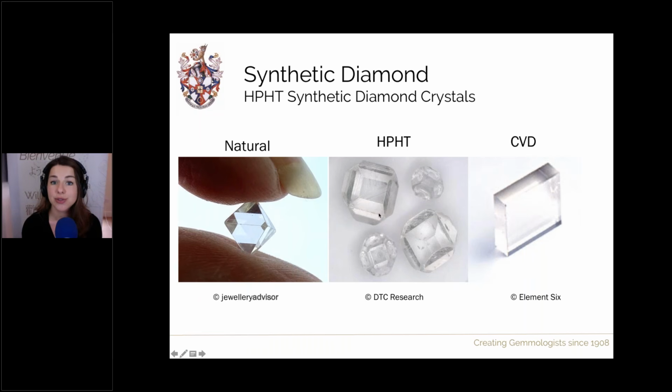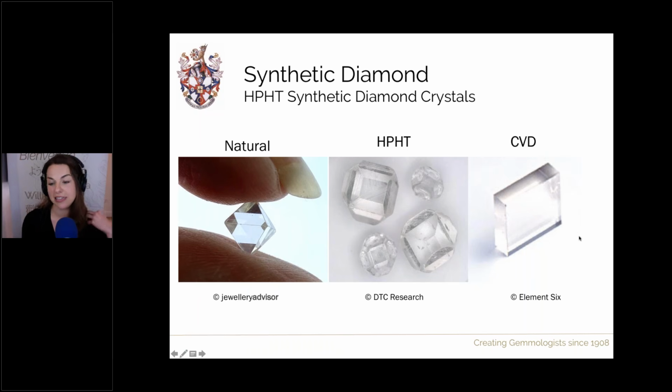HPHT diamonds, these grow as truncated crystals. So these are either cubes with their corners cut off, so truncated cubes, or truncated octahedrons. So again, an octahedron with the corners truncated off. And these are known as cubo-octahedrons. So it's a combination form of a cube and an octahedron.